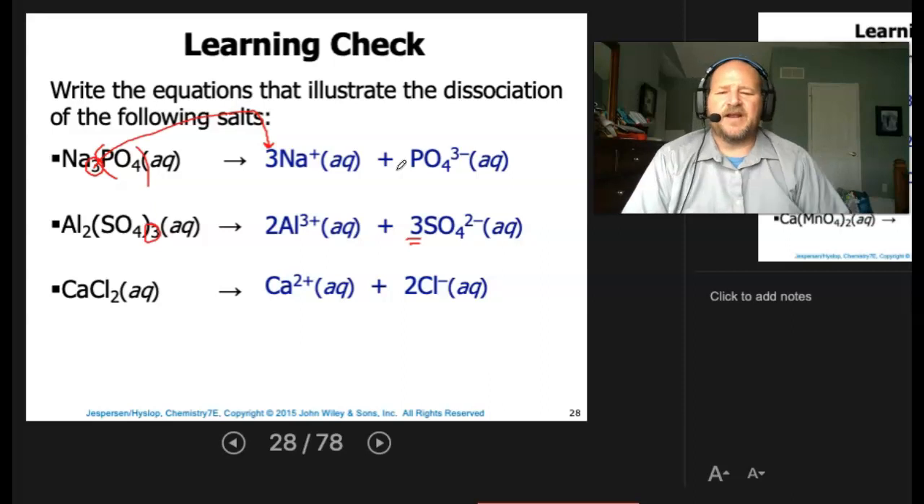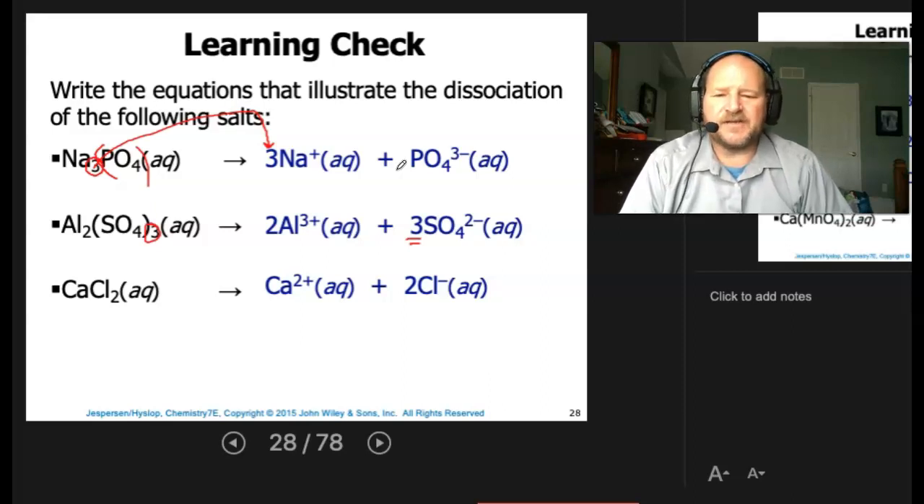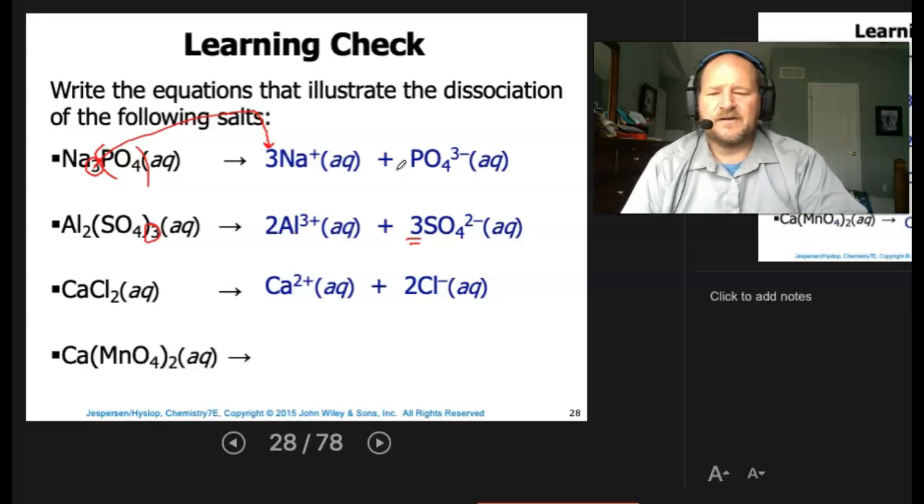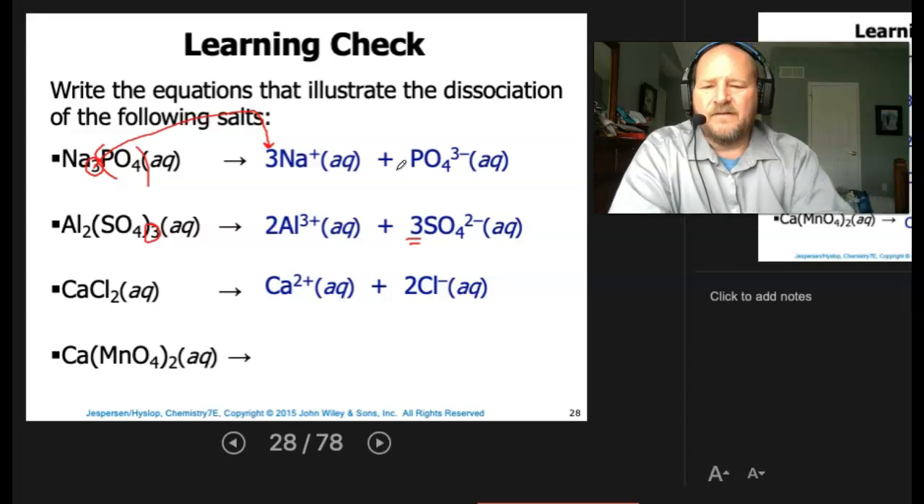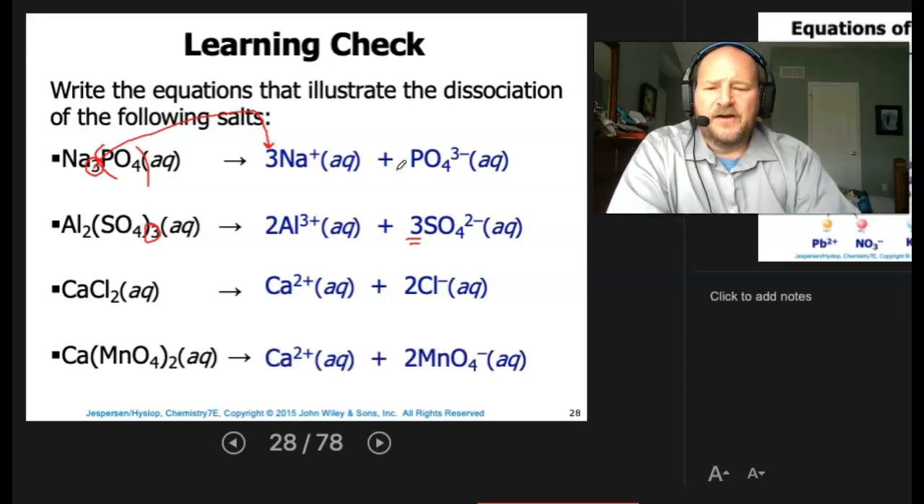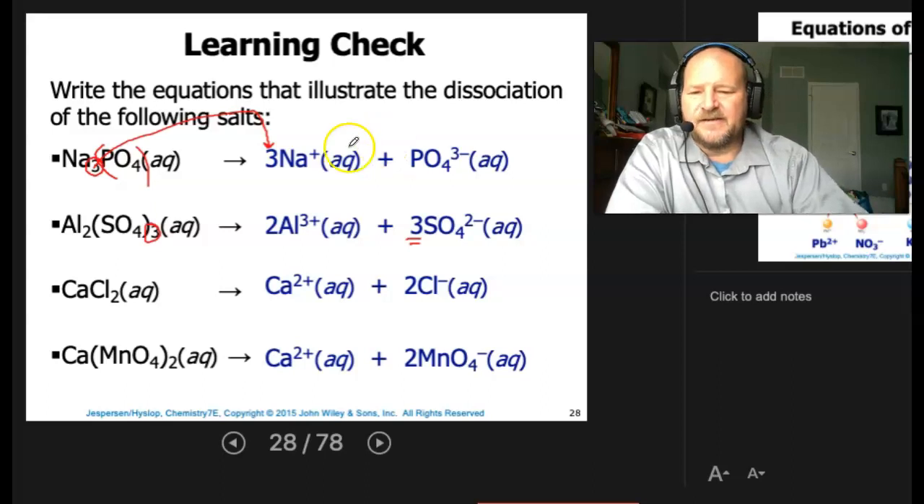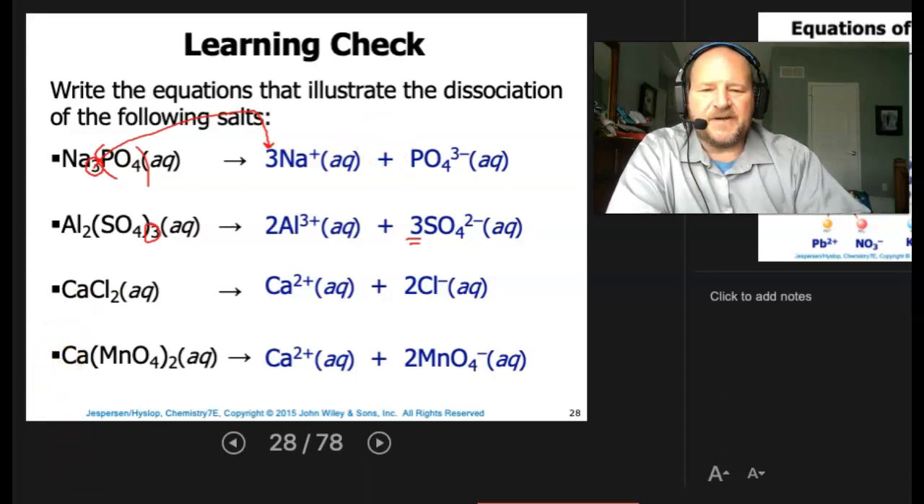And hopefully you're getting the hang of this and you've got calcium 2+ aqueous and then 2 chlorides. One last one, we have calcium permanganate. And hopefully you've got calcium and 2 permanganates. All right, so again, we'll stop here. And the next thing we'll start to do is look at reactions with these guys. All right, so stay tuned for segment number 2.